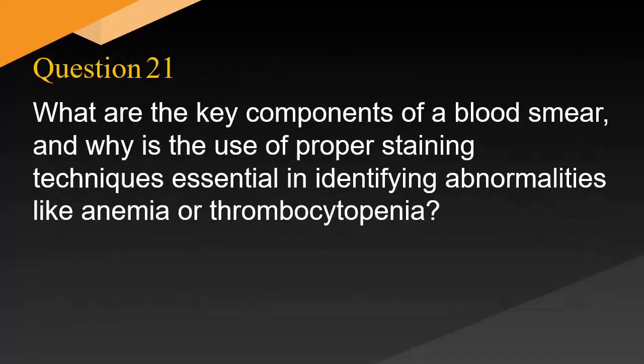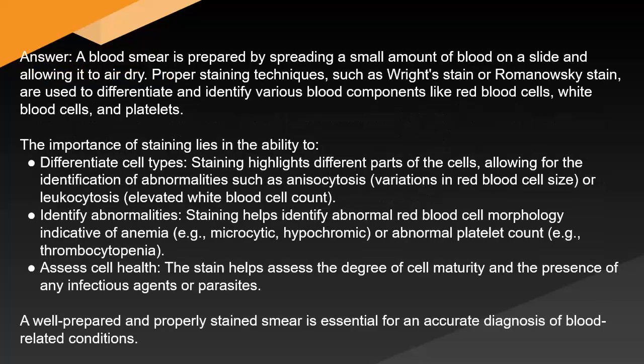What are the key components of a blood smear, and why is the use of proper staining techniques essential in identifying abnormalities like anemia or thrombocytopenia? Answer: a blood smear is prepared by spreading a small amount of blood on a slide and allowing it to air dry. Proper staining techniques, such as Wright stain or Romanowski stain, are used to differentiate and identify various blood components like red blood cells, white blood cells, and platelets. The importance of staining lies in the ability to differentiate cell types.